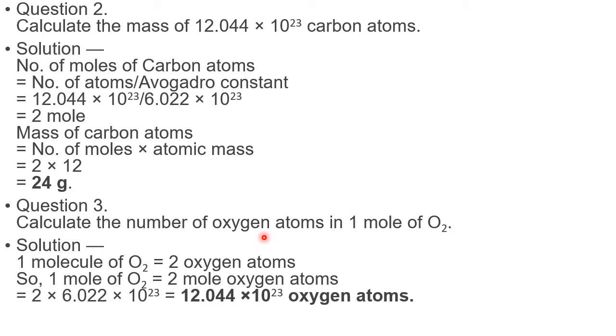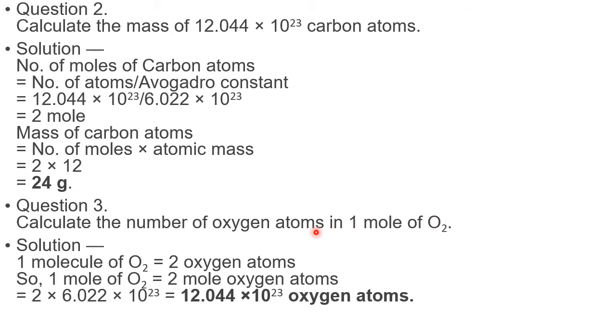Question number 3. Calculate the number of oxygen atoms in 1 mole of O2. What is the atomic mass of O? 16. So O2 is 32. So 1 mole of O2 means 32 gram of O2. Right? So what is written here?